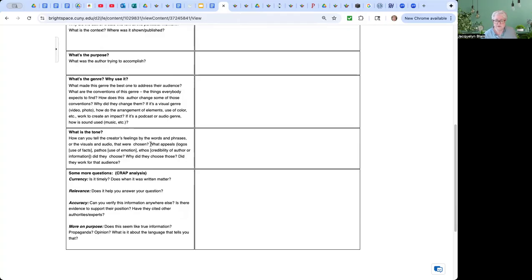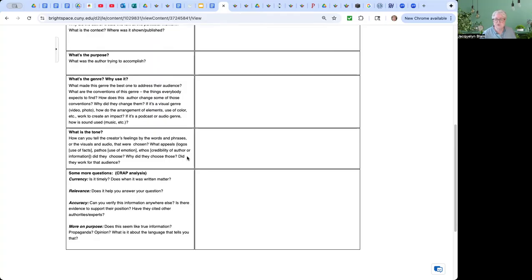The tone: can you tell the creator's feelings by the words and phrases that were chosen? Now, here are these appeals I was talking about. You may have run into this in high school. There's logos, pathos, and ethos. Logos is the use of facts. If you're trying to convince somebody, you just want to use the facts. These days we're in a post-truth world, but there are still facts, right? So if you just want to use facts and give information to somebody, that's called logos.